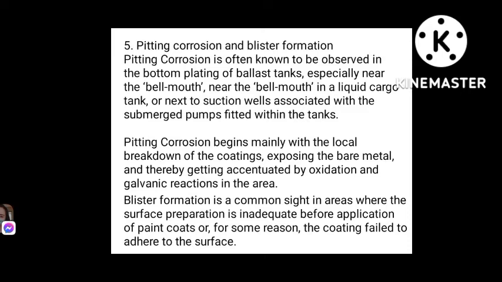pitting corrosion and blister formation. So pitting corrosion is often known to be observed in the bottom plating of the ballast tanks, especially near the bell mouth.